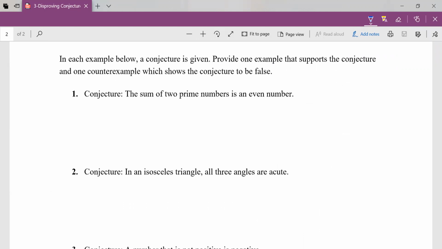Okay, so here we go. In each example below, a conjecture is given. Give me one example that supports the conjecture and one counterexample which shows it's false. Conjecture: the sum of two prime numbers is even.